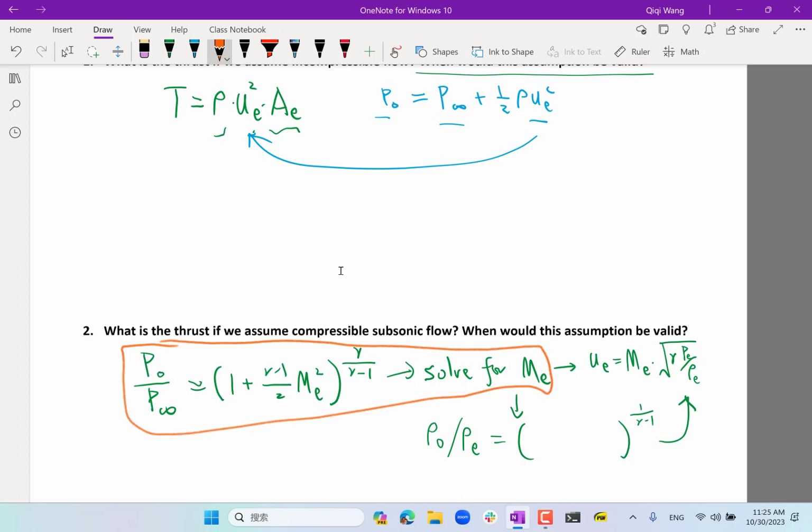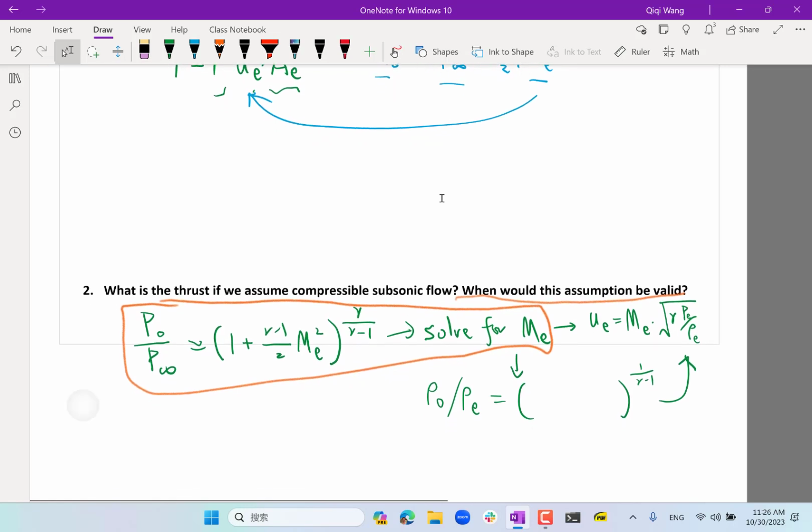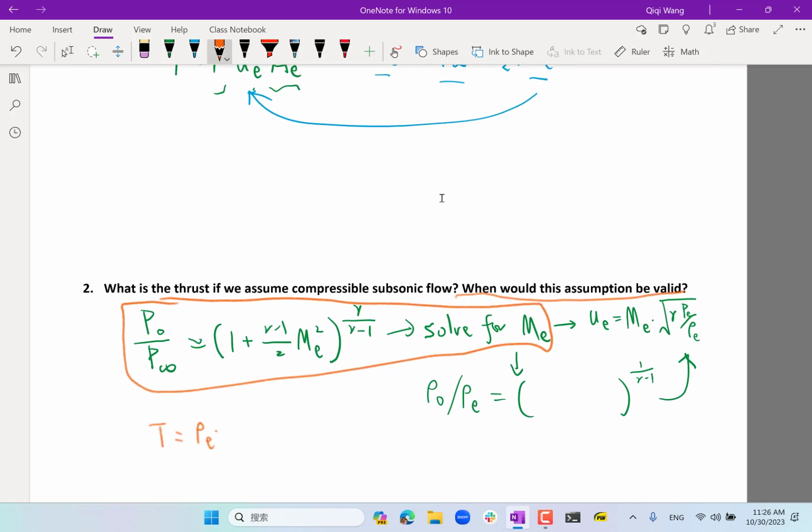All right, any questions on this? No? Good? Okay, so let's go into shock waves. When would this assumption be valid? When do we know that the flow is actually subsonic? Or when can we follow this to actually get the thrust, right? So once you have that, let me just write out: T is going to be rho E times UE times AE, right? Okay, so how do we know that this equation, following these steps, actually gives us the right answer? That at the throat, right?